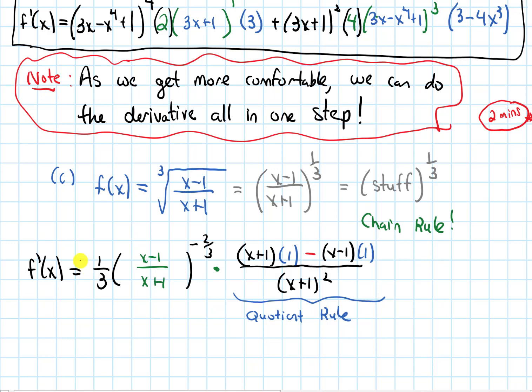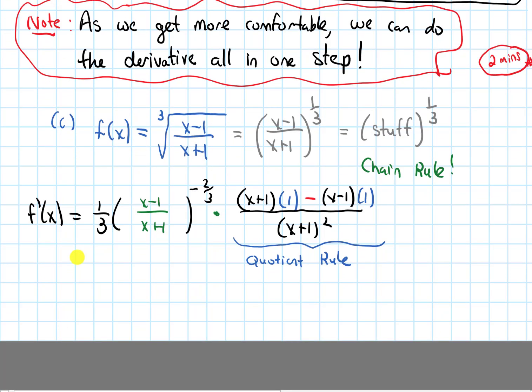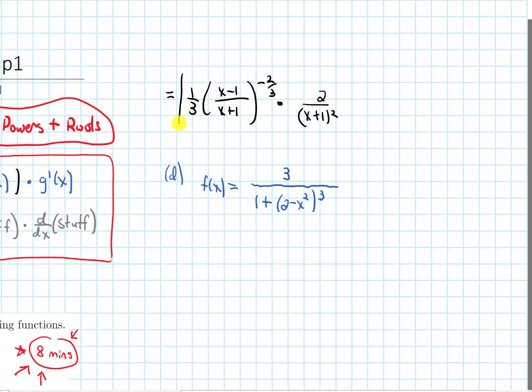And for practice, I am going to simplify this a little bit. Okay, so we have this 1/3 (x minus 1) over (x plus 1) to the negative 2/3. All right, and that's going to multiply this next fraction. Okay, so on the numerator, I have x plus 1 minus, and then in parentheses, x minus 1. If I distribute this negative sign, the x's will cancel, and I'll be left with 2. On the denominator, I will have (x plus 1) squared. All right, and I'll box that. That is our answer. That is our derivative.